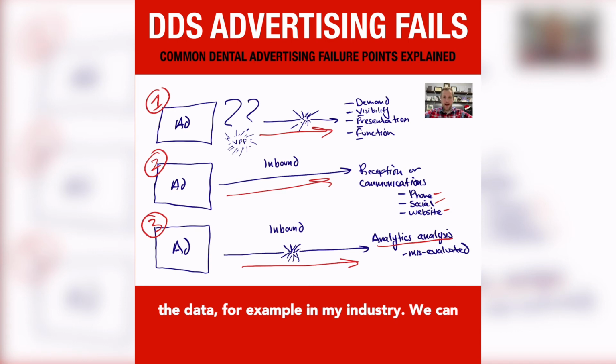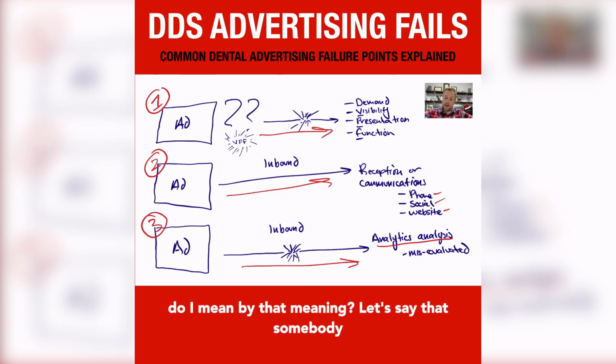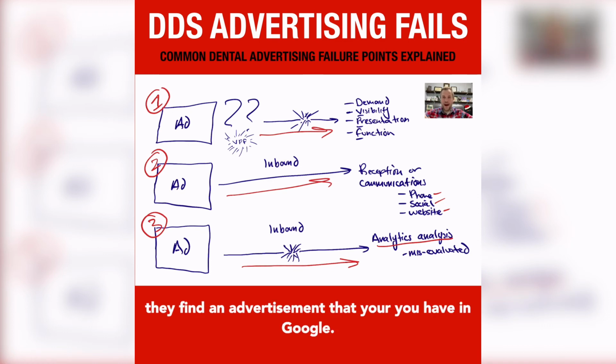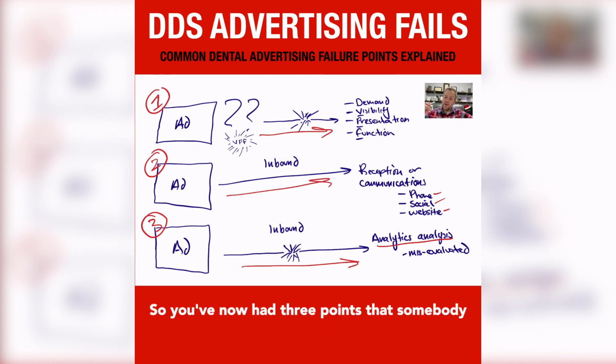For example, in my industry, we can determine the path that a new patient travels before they inquire to you for service. What do I mean by that? Meaning, let's say that somebody first searches in Google and then they find your website. And then we see that they jump to your social media profile. Let's say they jump to your Facebook page. Let's say 2 days later, now they search again, they look you up and they find an advertisement that you have in Google. So you've now had 3 points that somebody went through until they reached out to you.